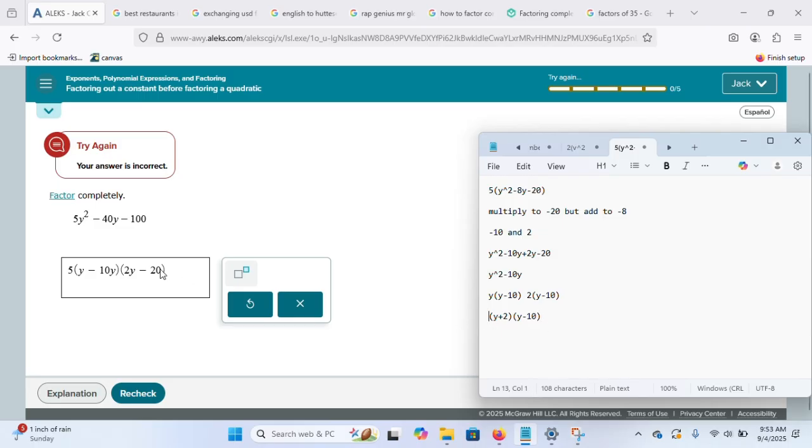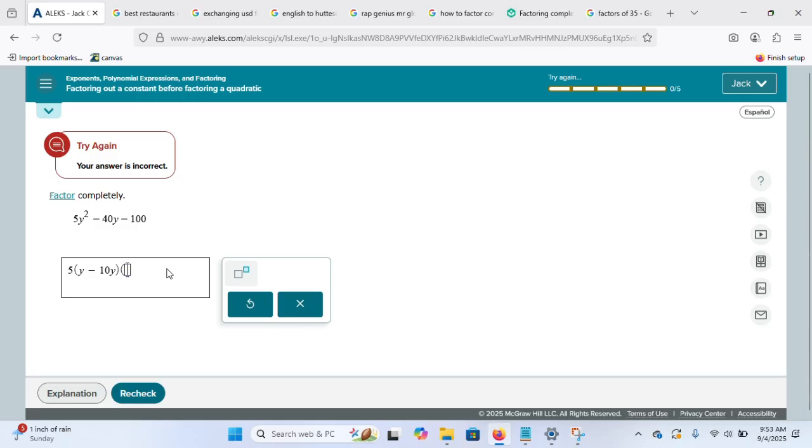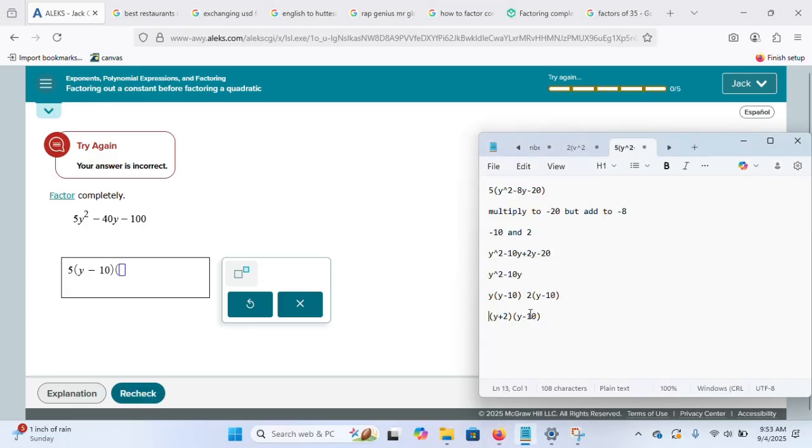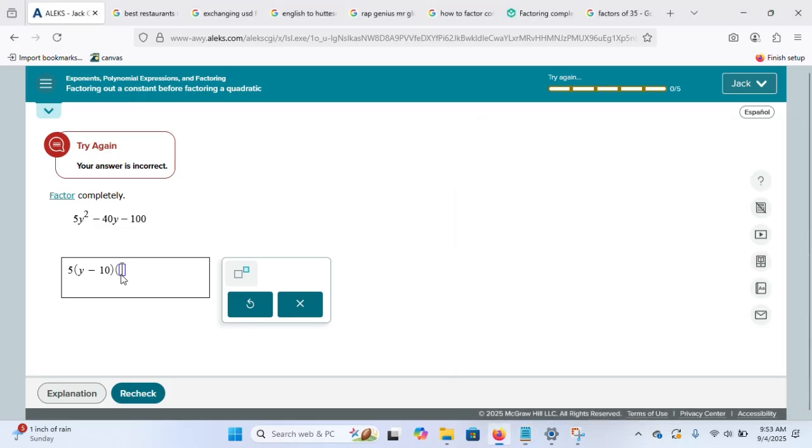And so that gives us... and remember, it doesn't matter what order these are in because of the property that when you're multiplying two things, it doesn't matter what order they're in.